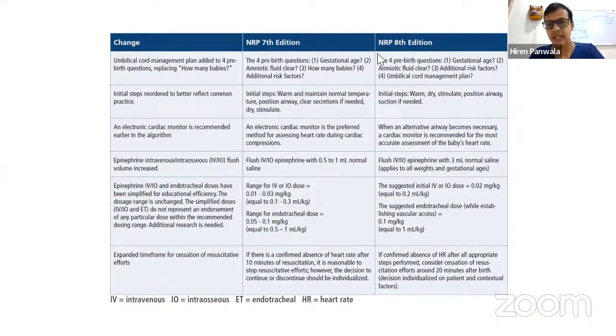So these are the things that I think are very relevant and we had to discuss. If we want to discuss anything else, any questions, we can take it now or at the end of the session.